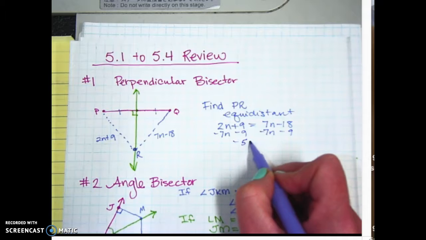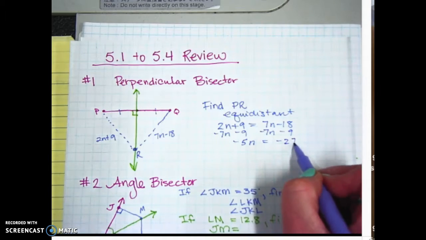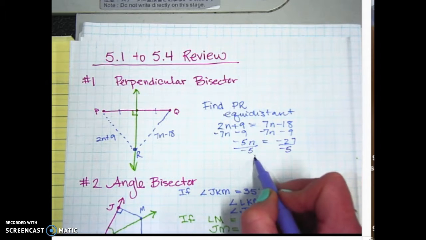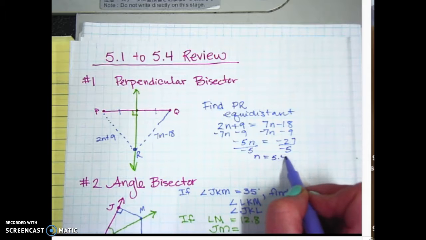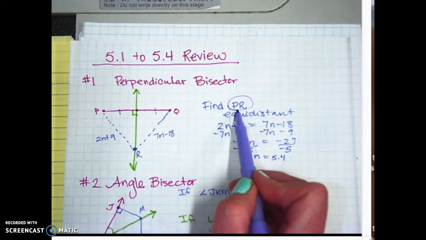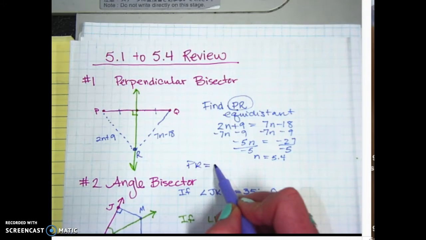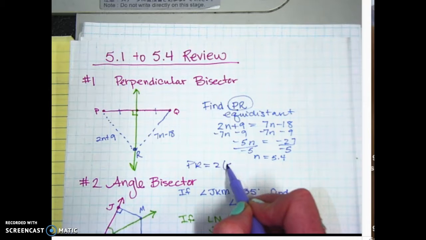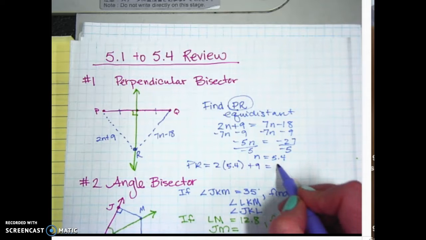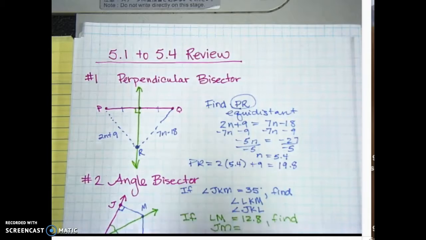So we get negative 5n equals negative 27. We divide both sides by negative 5, and we get n equals 5.4. We're just asked to solve for n, so we can stop there, but we want to find what PR is, so we plug it back in. So PR is going to be equal to 2 times 5.4 plus 9 more. Punch it in the calculator. I got 19.8. Okay. Example number 2.